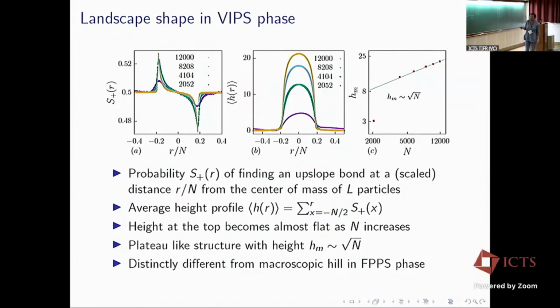And the height of that plateau actually scales as root n for large n with the system size. And so this is the new phase, the VIPS phase, with particles showing weaker aligned bias, still phase separated, not a pure phase, but a clean phase separation anyway. And it is present on the top of a plateau.